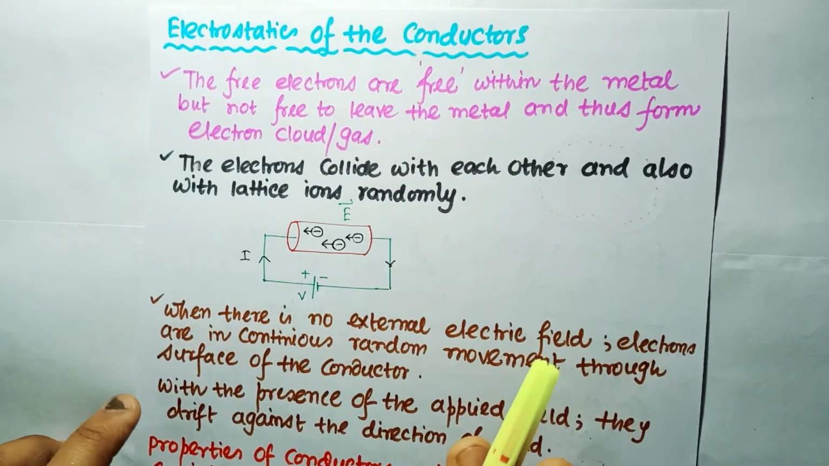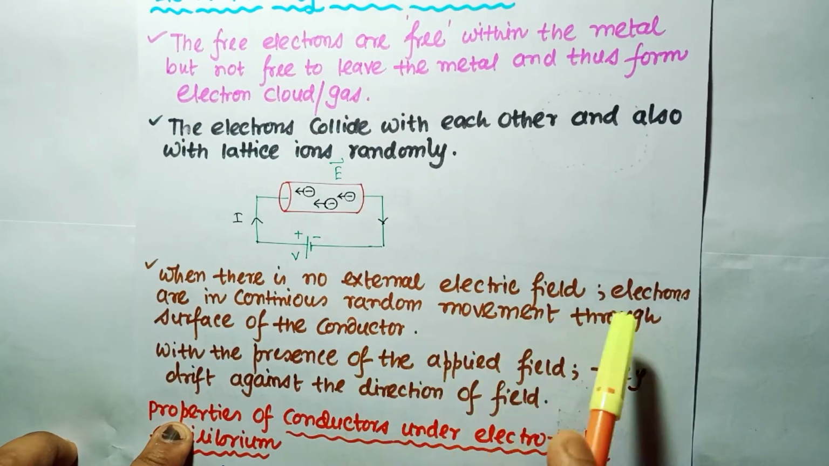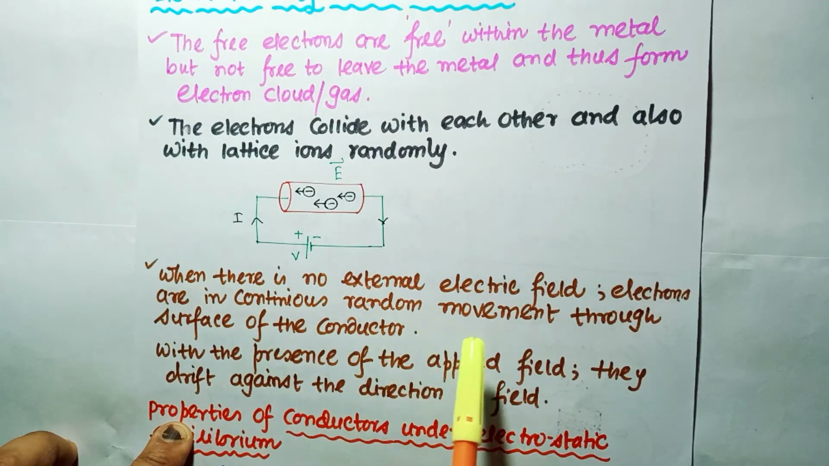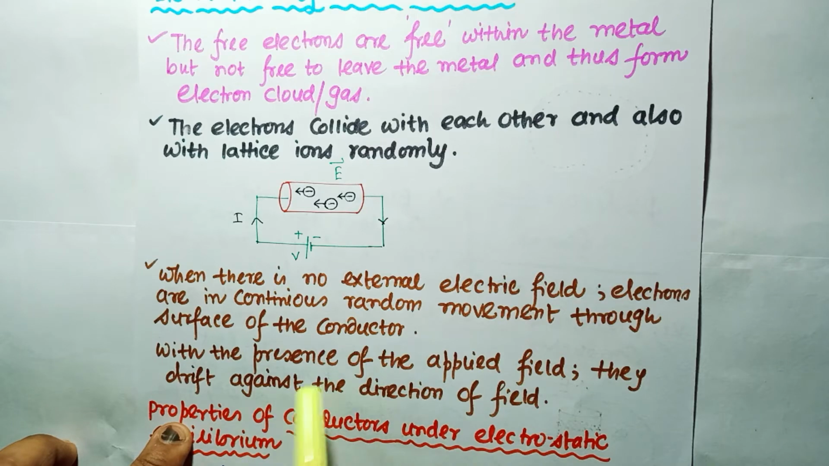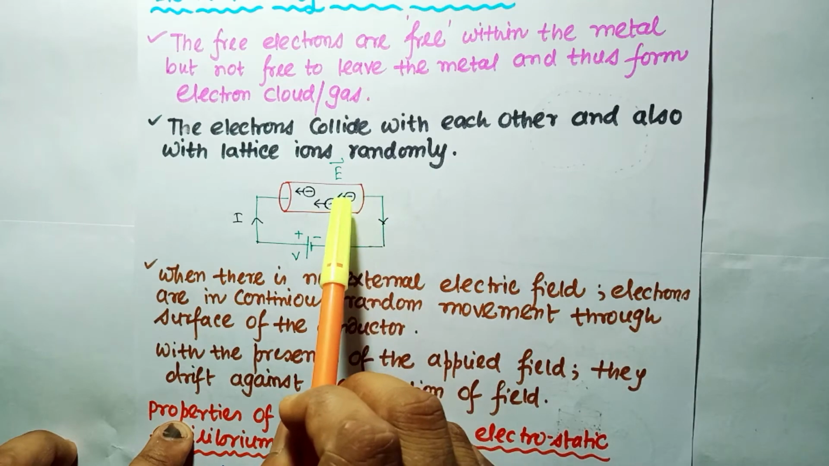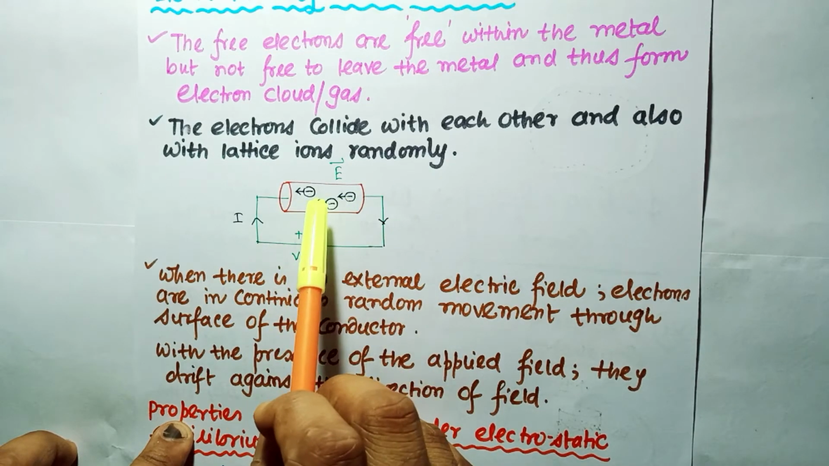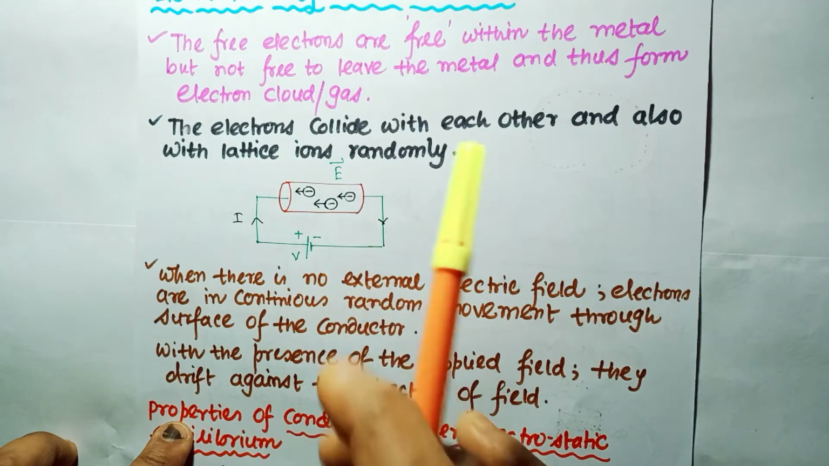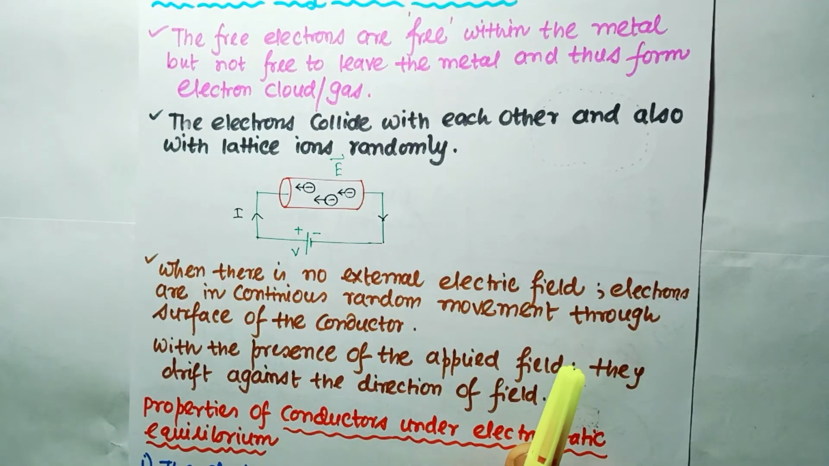When there is no external electric field, the electrons are in continuous random movement through the conductor. With the presence of the applied field, you can see that the electrons drift against the direction of the field. It means the electric field acts in this direction and the electrons move in the opposite direction of the applied electric field.